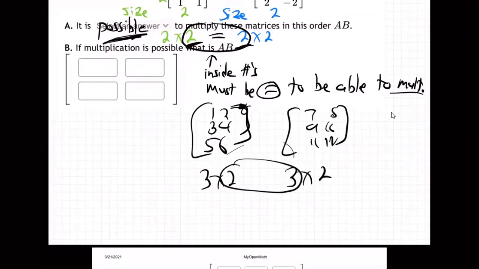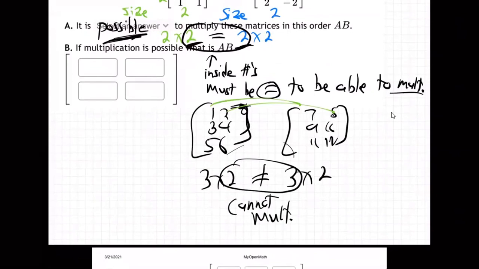Well, their inside numbers are not equal, so you cannot multiply these guys. You think, well, yeah, you can just do it, that times that. Nope, that's not right. That's not true. You just simply cannot multiply those two.